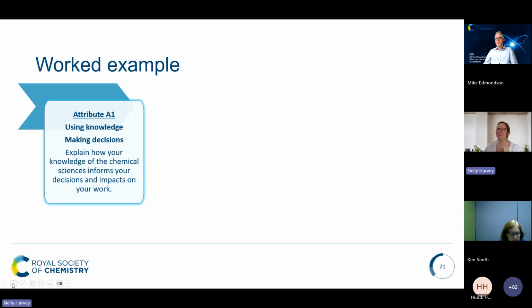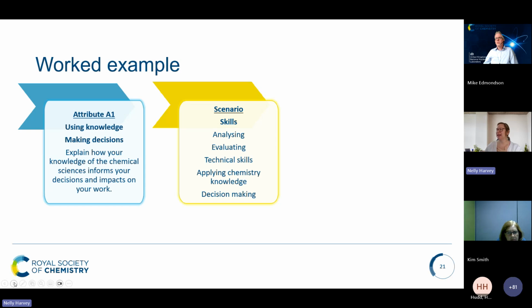Here we are, worked example. So we've just used the first CChem attribute A1, which is all about using knowledge and making decisions, just to show you how to think about that self-reflection and the skills on the previous few slides. So the attribute here: explain how your knowledge of the chemical sciences informs your decisions and impacts on your work.